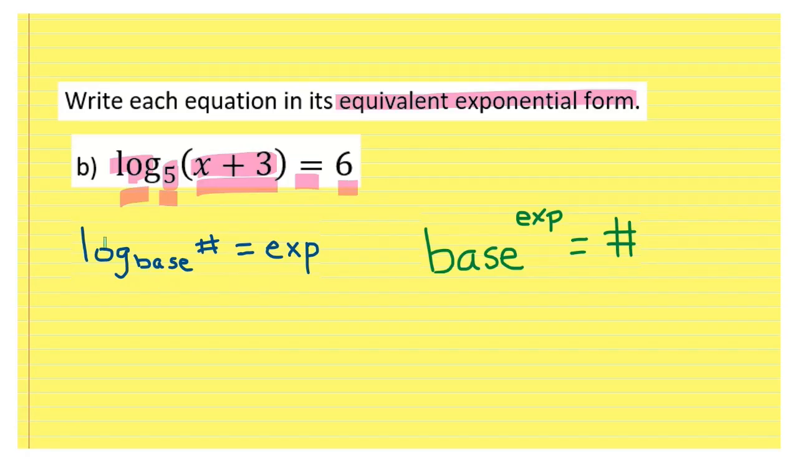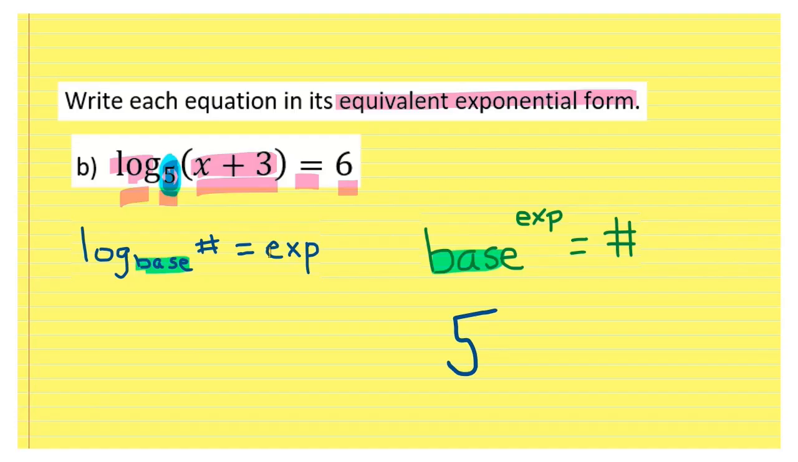Again, we know where all the parts and pieces of our log are. The base is right here, log base. So our base is going to be the 5. So over here in our exponential version, our base is right here. So let's go ahead and write our base of 5 right there. And then let's go find our exponent.